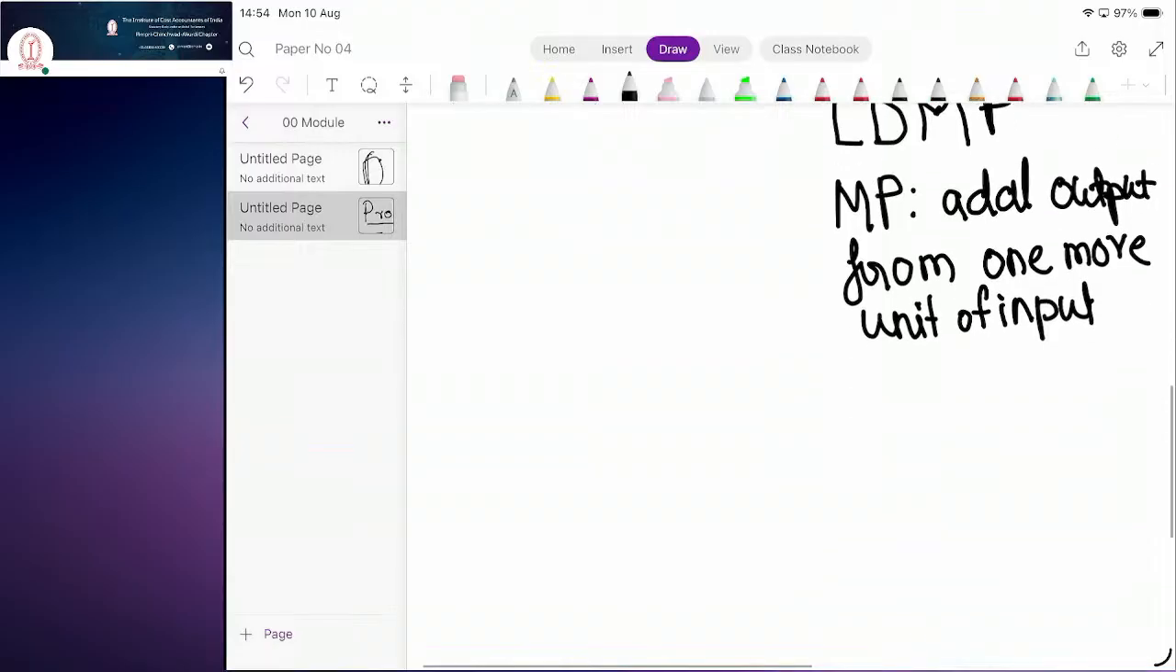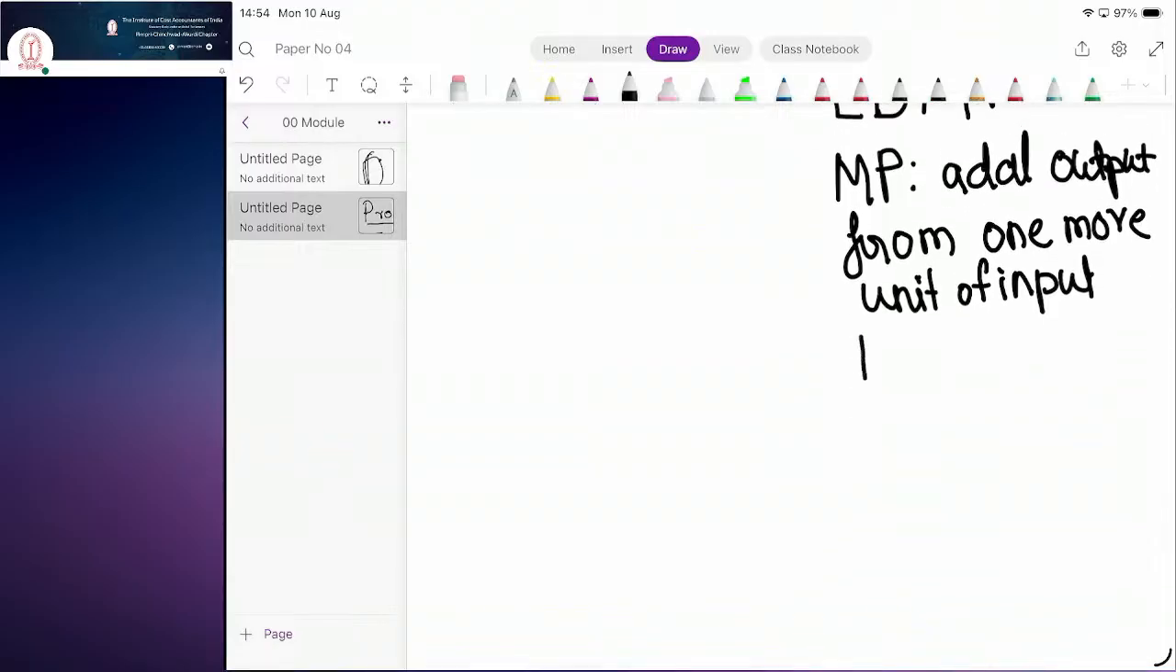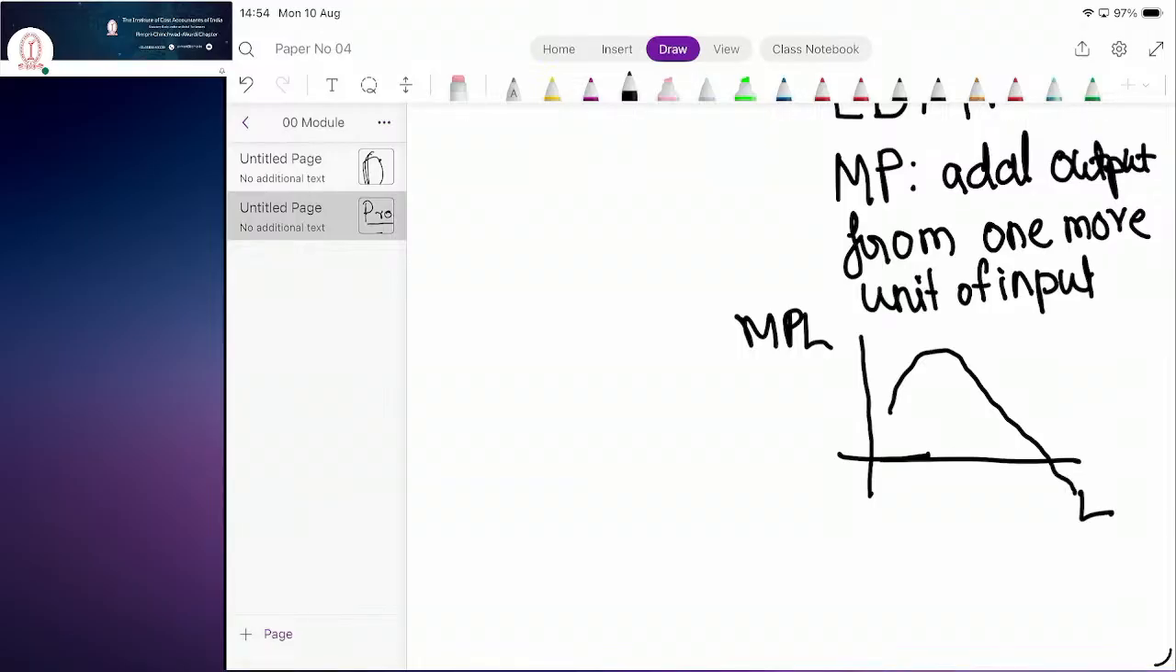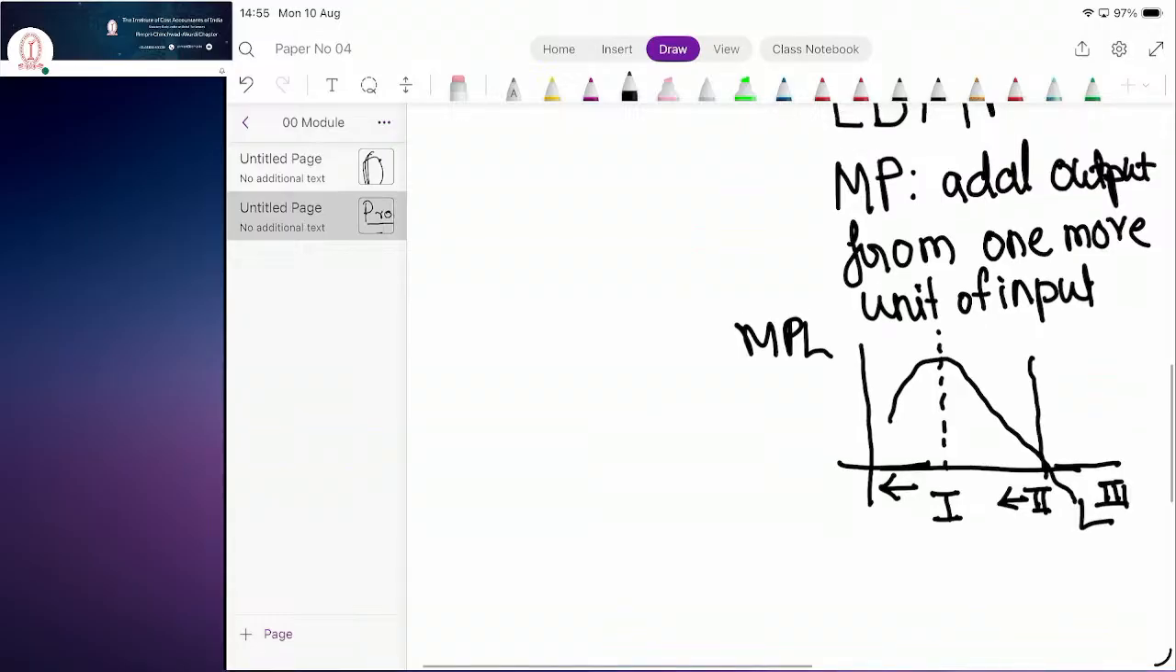We have seen this graphically, with two diagrams. If I draw the marginal product, it will be MPL against labor. Initially marginal product can increase, but eventually it will start decreasing. Associated with this we have three ranges. This is stage 1, from this to this is stage 2, and beyond this it is stage 3. Correct? Do you all recall this? This is what we had done.